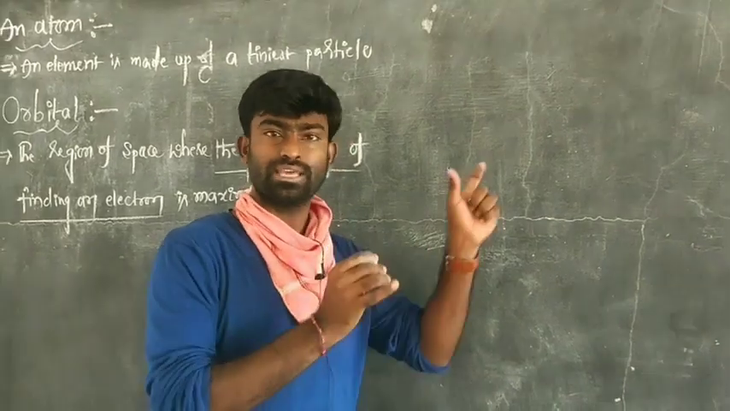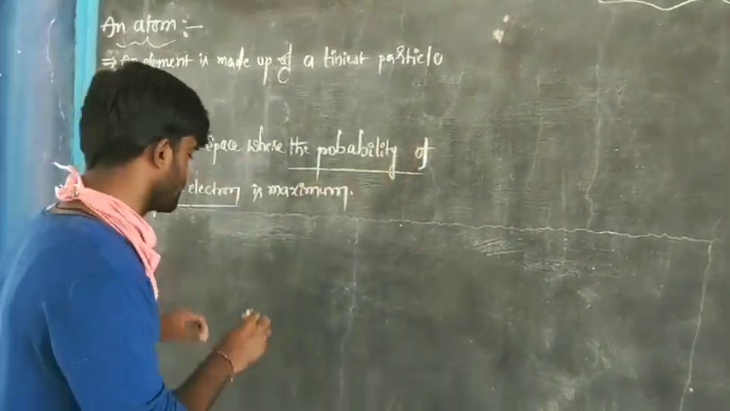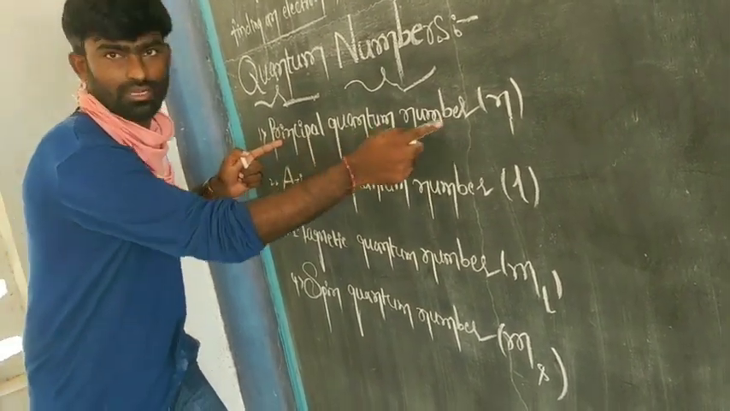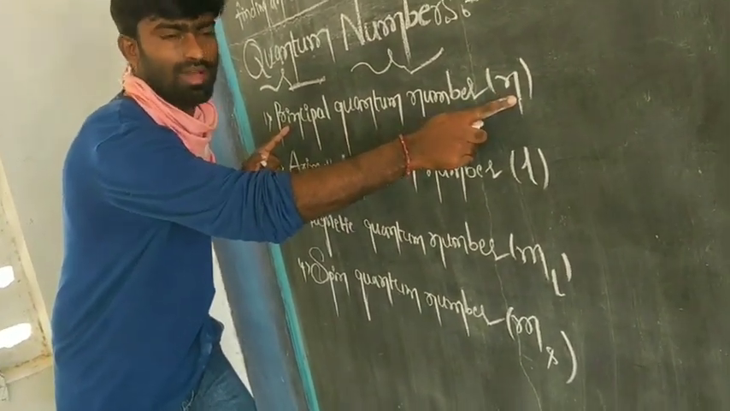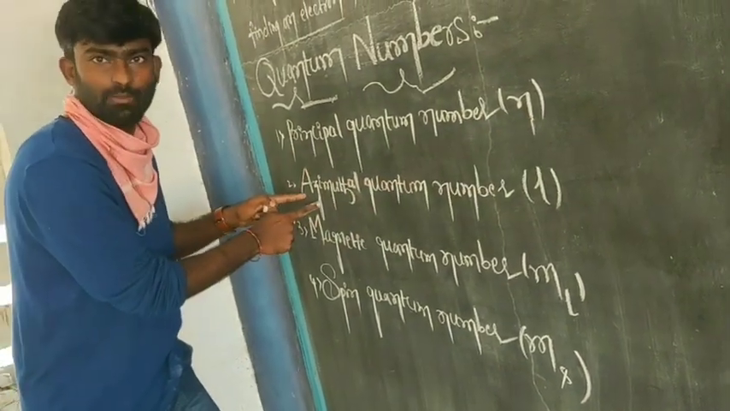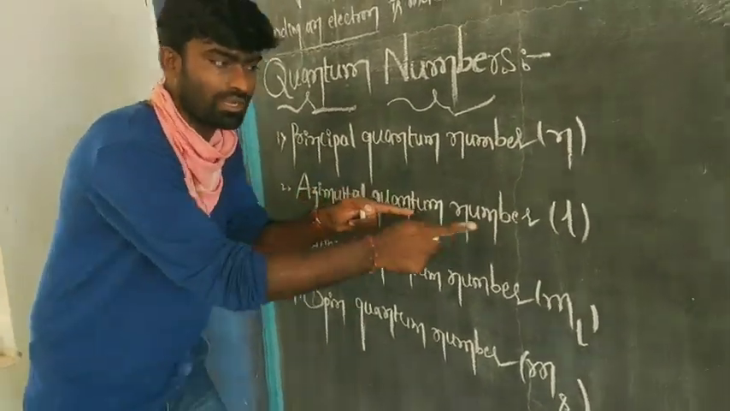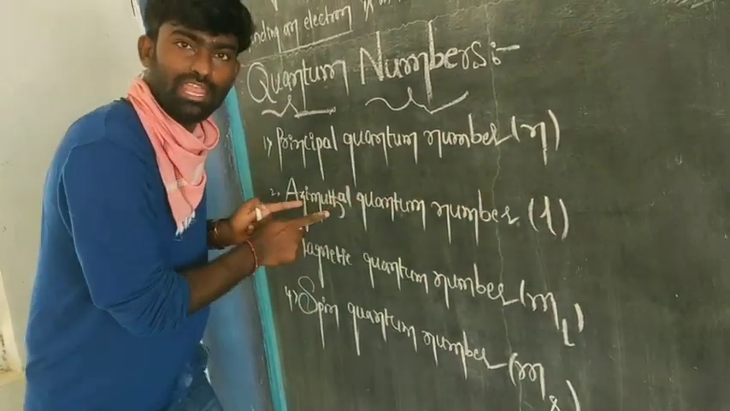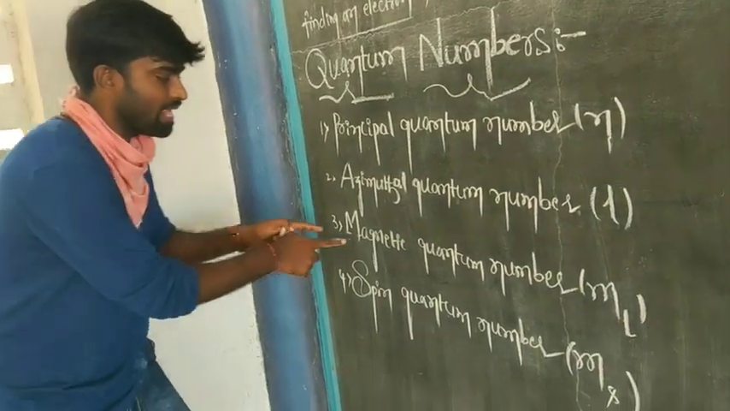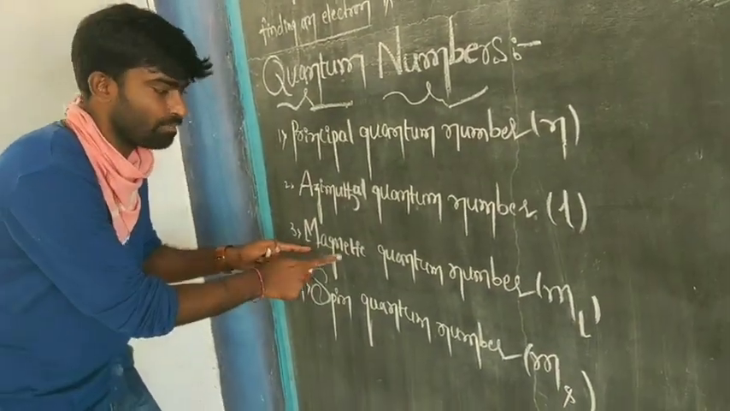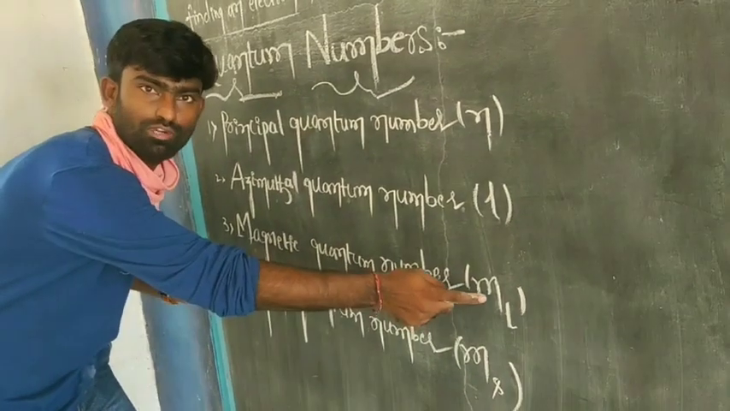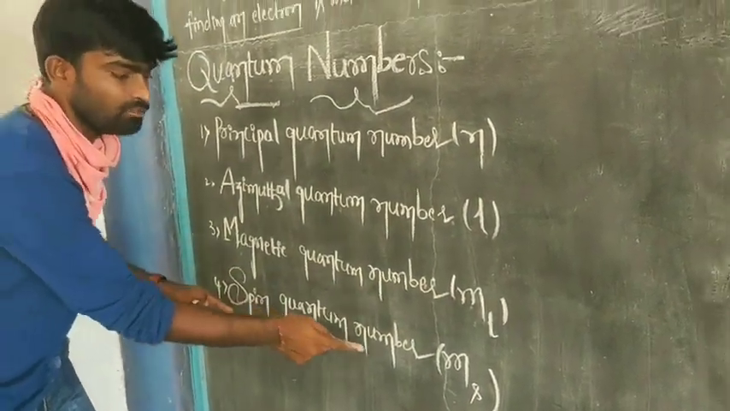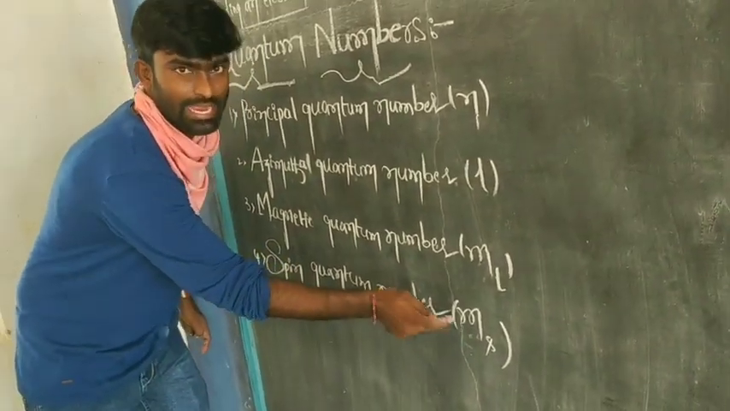There are four different types of quantum numbers. The first type is the principal quantum number, denoted by small letter n, and the second type is the azimuthal quantum number, denoted by small l, which is also known as the angular momentum quantum number. The third type is the magnetic quantum number, denoted by ml, and the fourth one is the spin quantum number, denoted by ms.